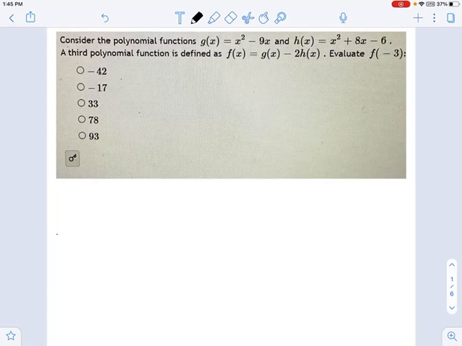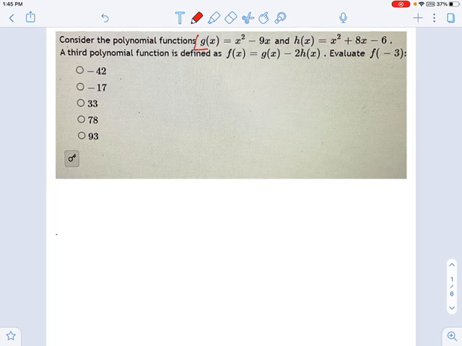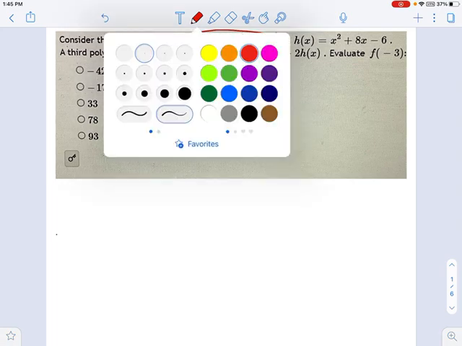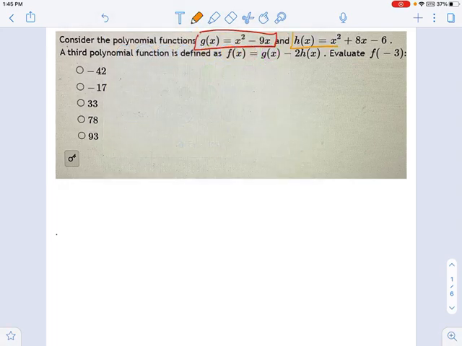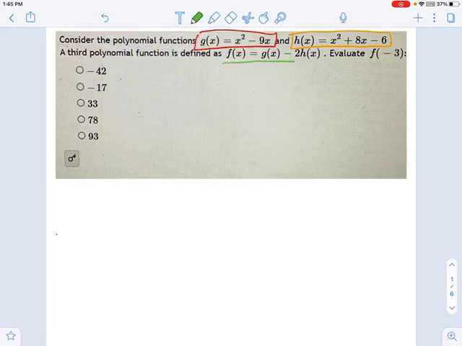So algebraic substitution is when you take a number and you replace a variable with that number. And you can see in this problem, we're told several things. We've got this function g of x, and it's equal to x squared minus 9x. We have another function, h of x, and that's even bigger. And thirdly, we have this function called f of x, and it's some combination of the two of those things. And on top of that, as if that's not enough, we want f of negative 3.